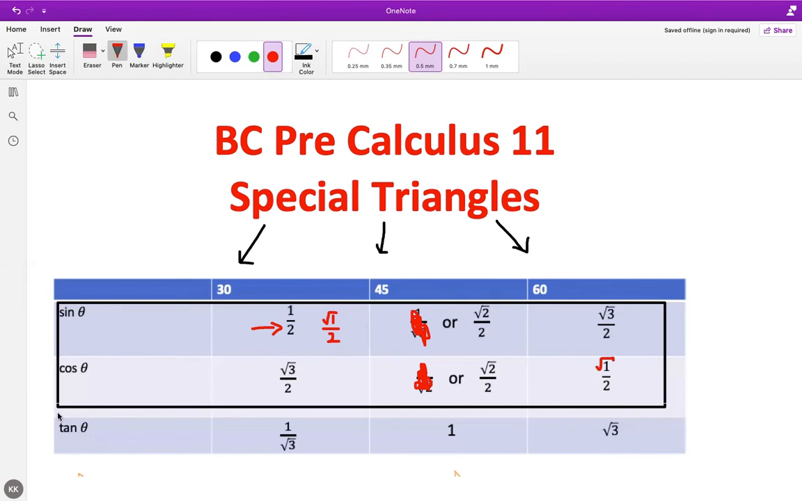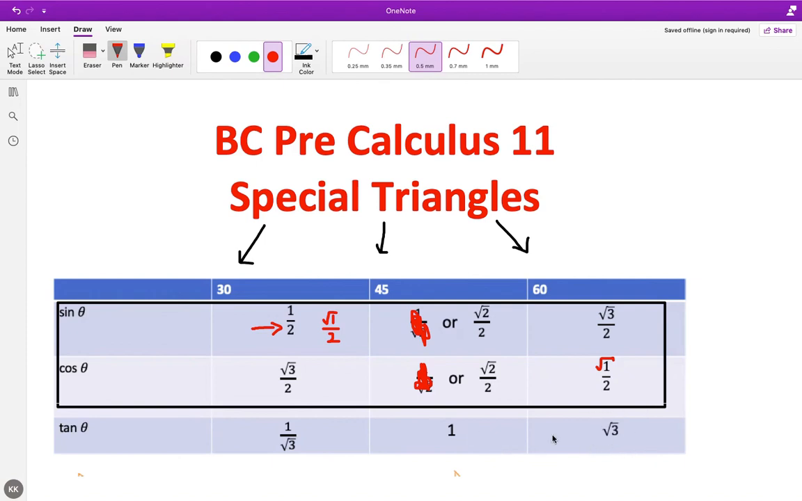So what about the last row here? So tangent theta. The easiest trick to memorize tangent theta is tangent 45 degrees. Tangent 45 degrees always gives you 1. So if you calculate tangent 60 degrees, it is a value greater than 1, which is root 3. So root 3 is greater than 1.